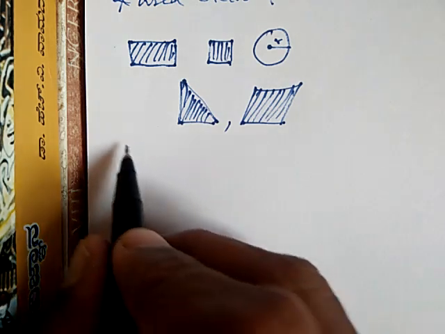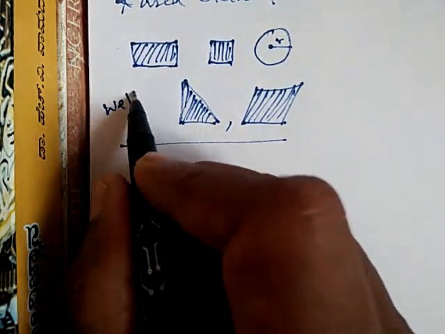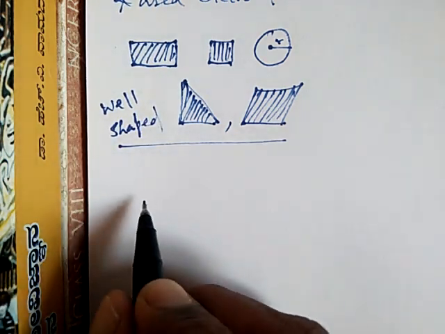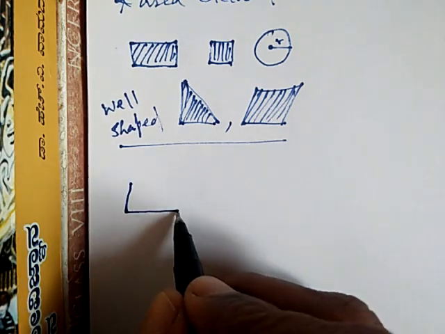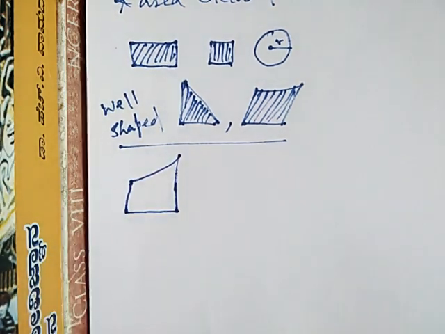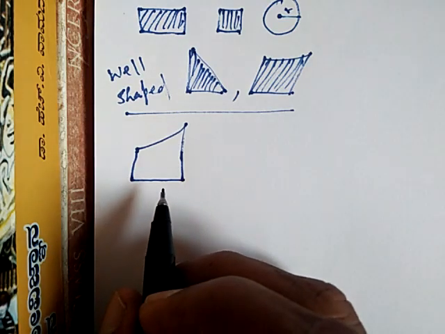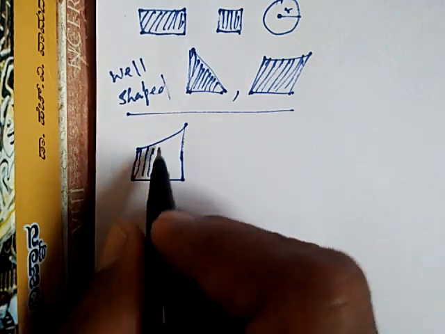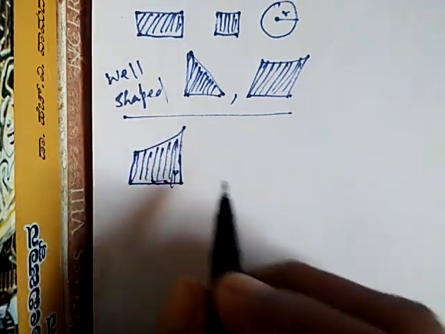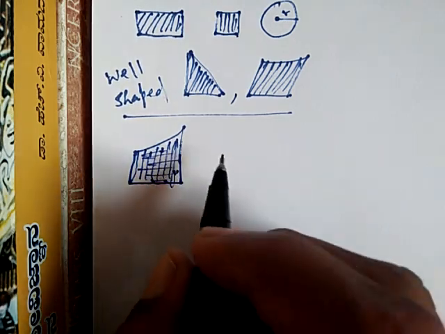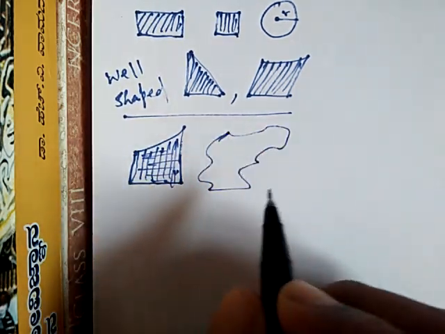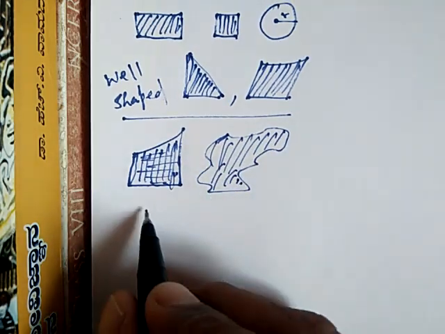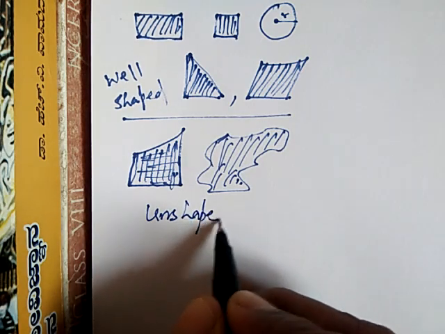But suppose the diagram is like this. These diagrams which I have drawn here are all well shaped. Suppose for example I give you something like this, then I think it is not well shaped. For this one there is no particular shape, the shaded region is an unshaped region. So we need to find the area of this shaded portion. Suppose I give a shape like this and tell you to find the area of this one, these are all unshaped regions.